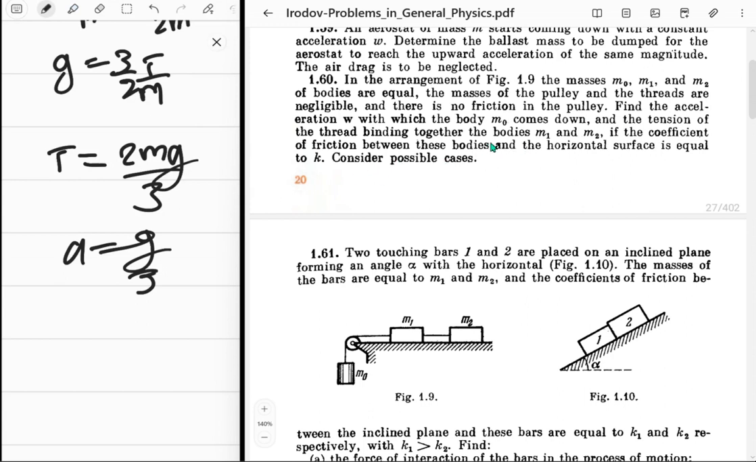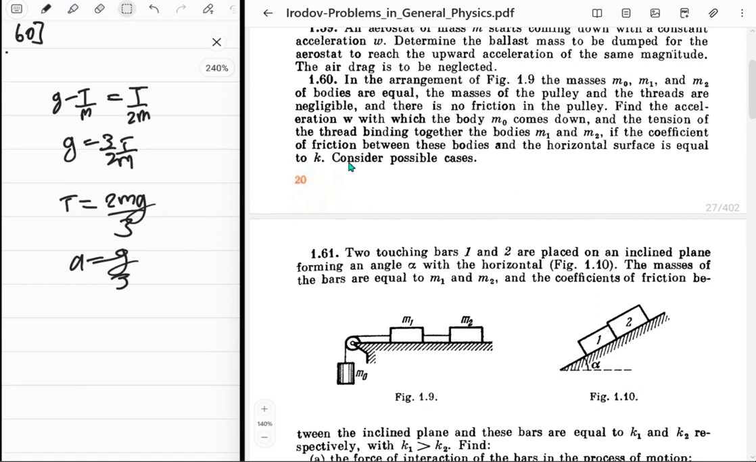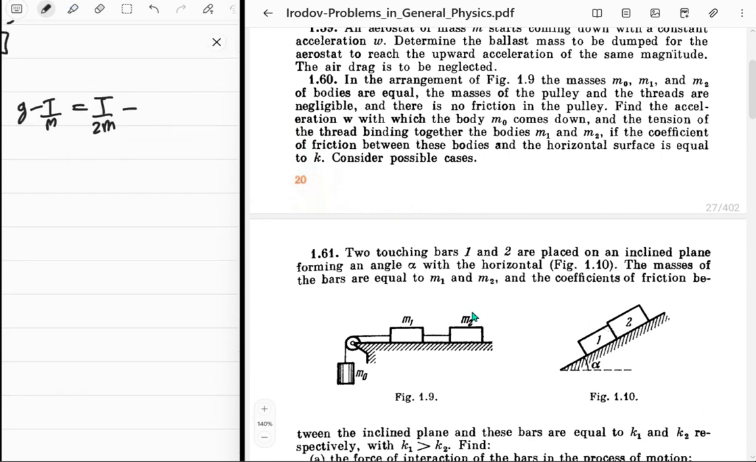Coefficient of friction between... oh wait, what? There's a coefficient of friction as well. Between the bodies and the horizontal surface is equal to k. Oh, you should have told me that. Okay, then this acceleration is slightly different. So this will be T upon 2m minus, so it's going to be what? Both of these will be moving, right? We want to find the acceleration with which the body m naught comes down. If these are going to be moving, we'll just assume that that is happening. So in that case, what's the friction force on this? It's only 2mg times mu.